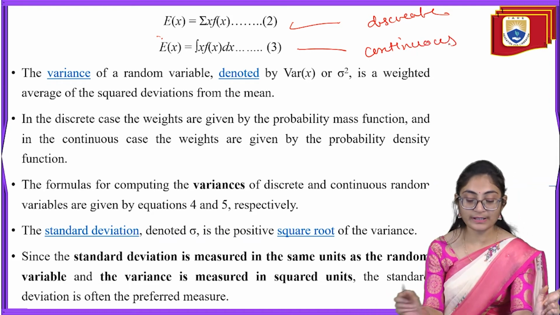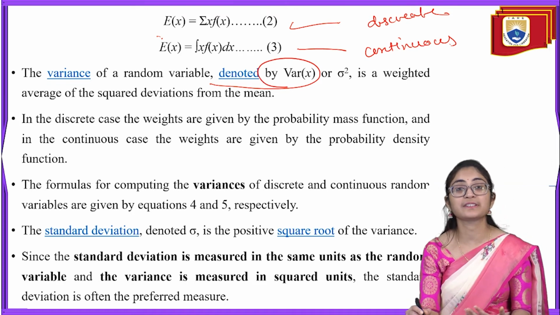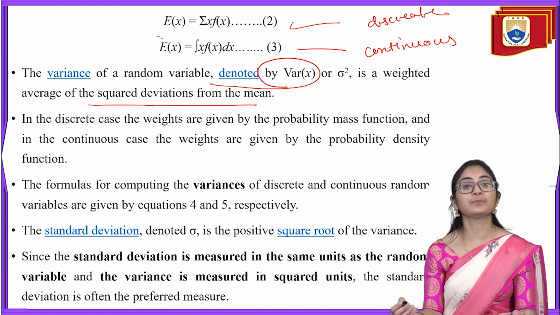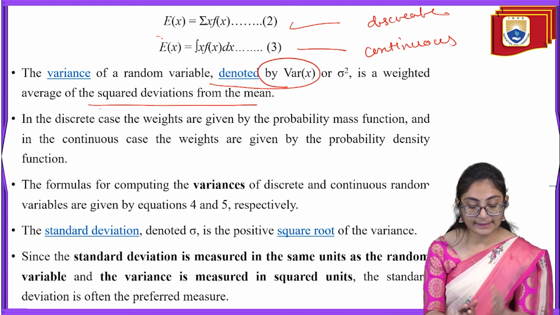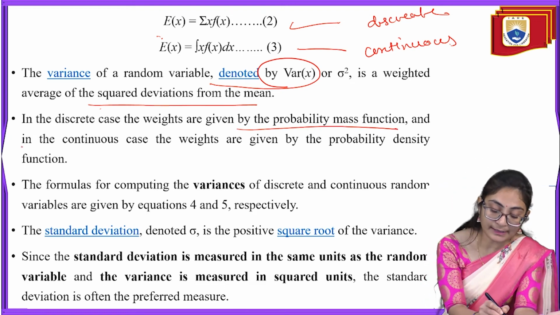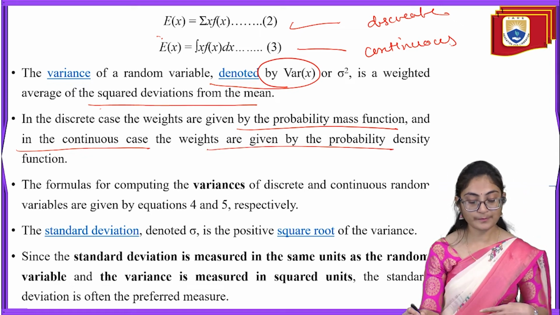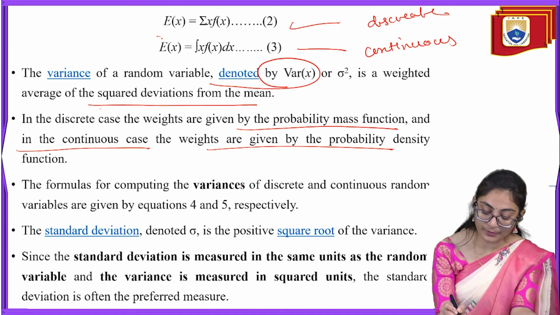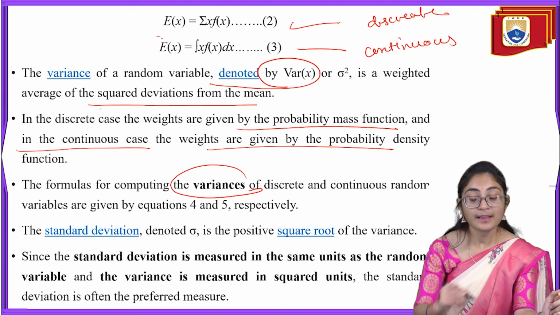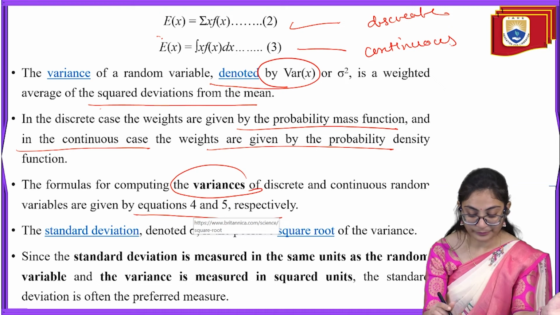The variance of the random variable is denoted by Var of x, or sigma squared, which is the weighted average of the squared deviation from the mean. In the discrete case, the weights are given by the probability mass function, and in the continuous case, by the probability density function. The formulas for calculating the variances of the discrete and continuous random variables are given as equation 4 and equation 5.